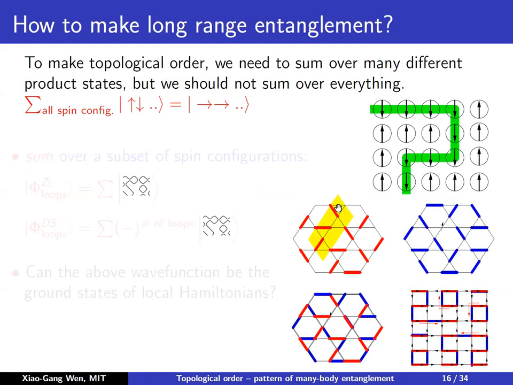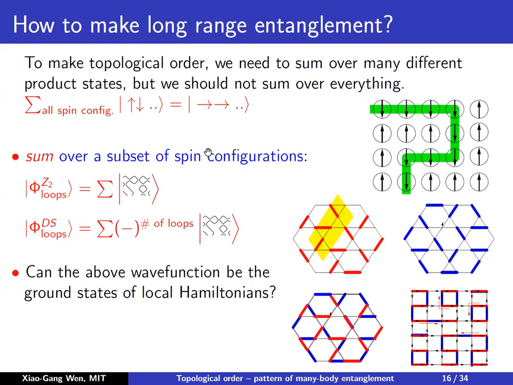Those are some pretty abstract descriptions, so let's give something concrete. What is an example of a long range entangled state? We already said that if you have up and down, then we have a product state, so we have to make a superposition. However, if you sum over all spin configurations, we get a state where the spin points in the x direction. That's also a product state. So the key point is to find a configuration where we don't sum over all spin configurations, we only sum over a subset of configurations.